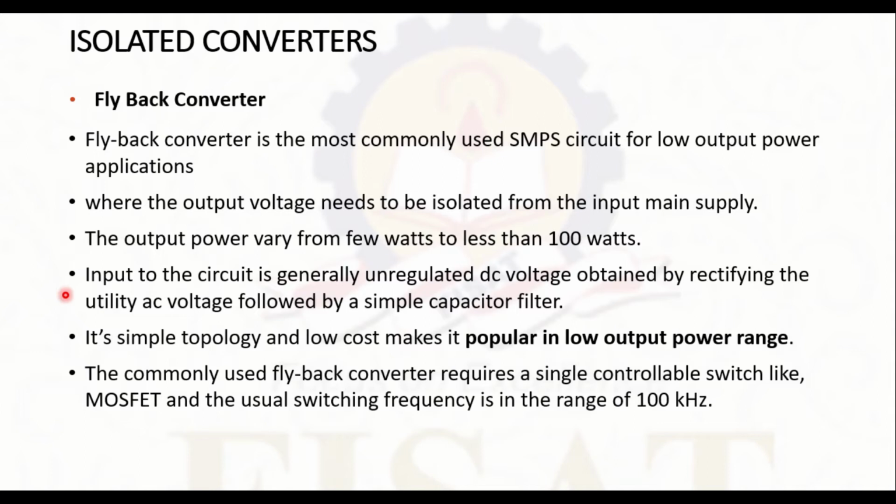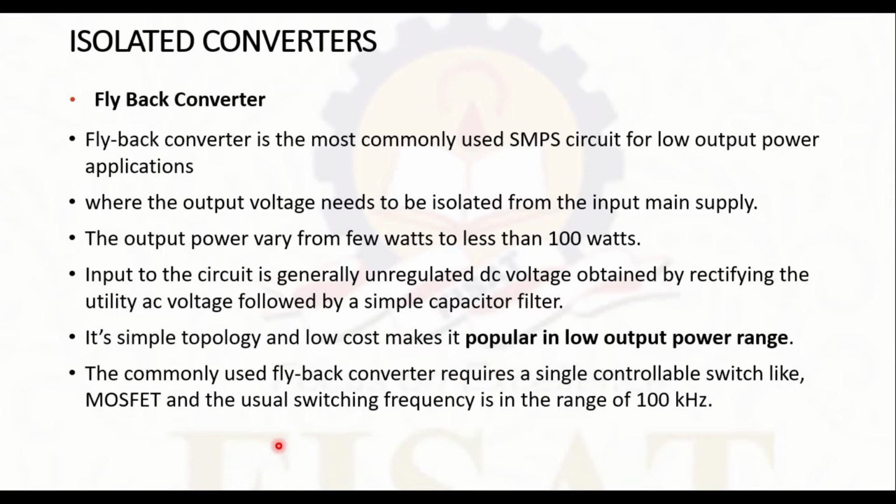Normally, the input to these flyback converters is unregulated DC voltage, which is obtained by rectifying the AC voltage followed by a simple capacitor filter. That is called an unregulated DC voltage. This unregulated DC voltage is given to the input of the flyback converter, and they are popular in the low output power range.